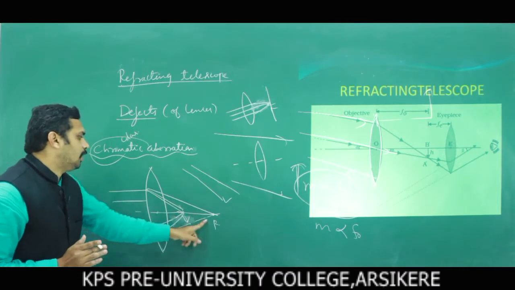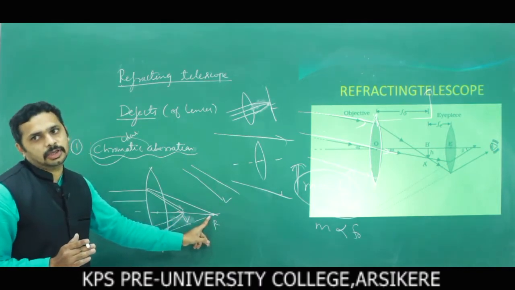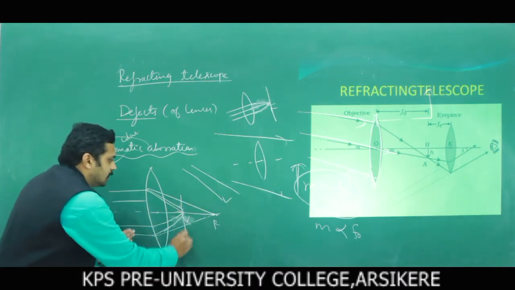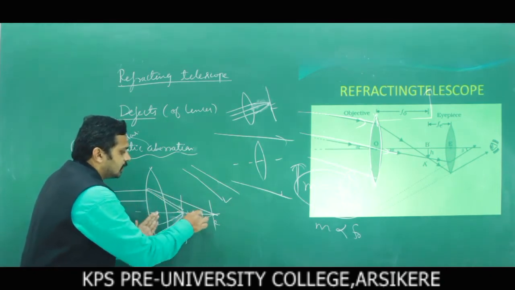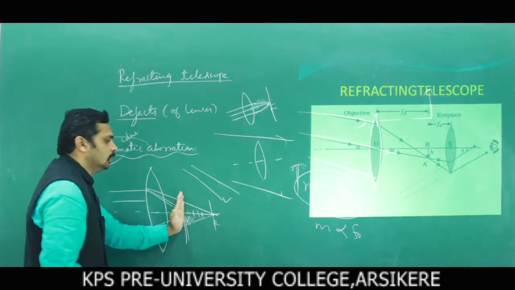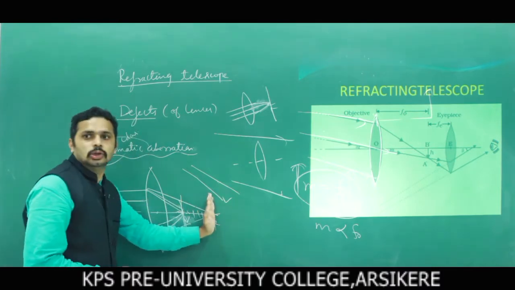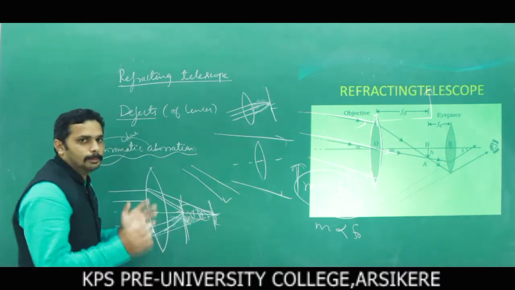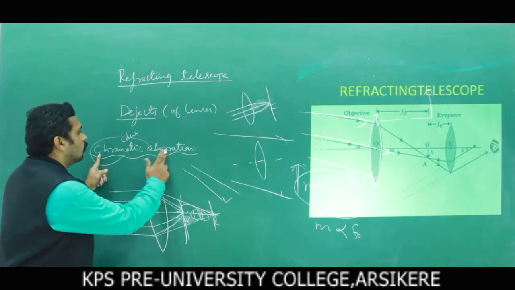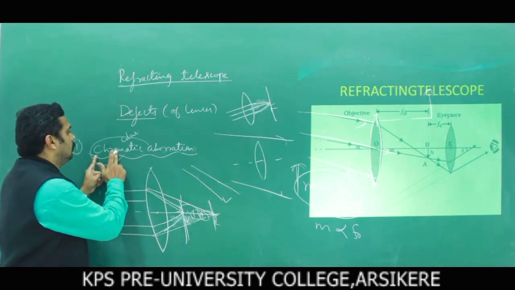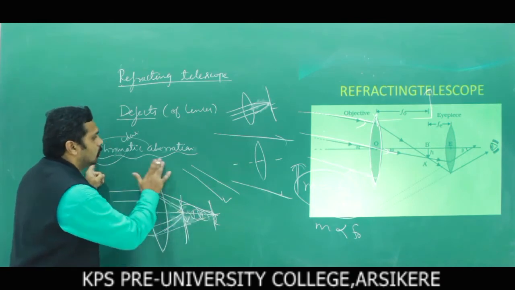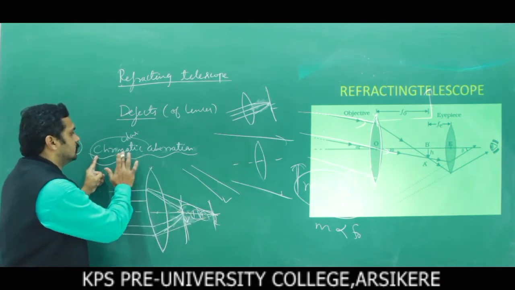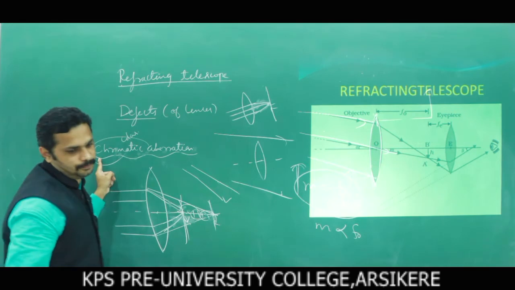But here, different colors meet at different points. Where do you place the screen? If you place it here, in between these two there are many other colors. If you place it here, no sharp image. If you place it here, no sharp image. It becomes blurred, because of chromatic aberration. Chromatic means color: different colors meet at different points, therefore there is no sharp image. Finally, if you take lenses, you will get chromatic aberration.